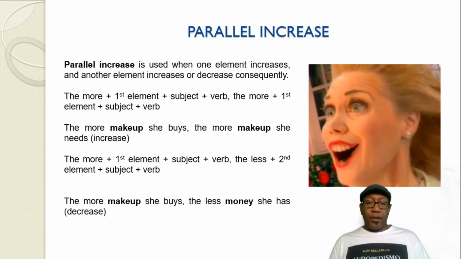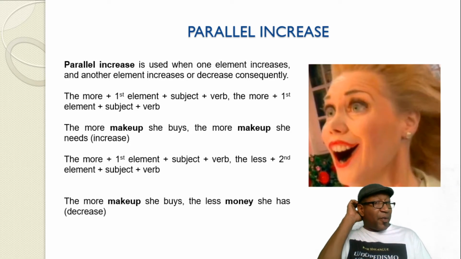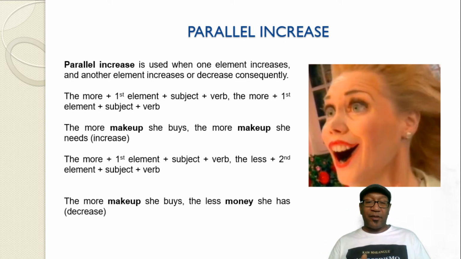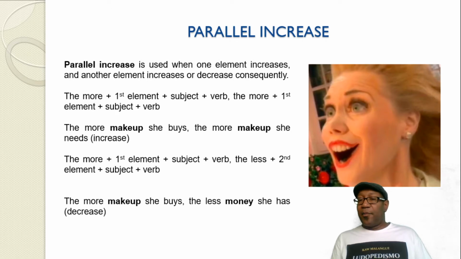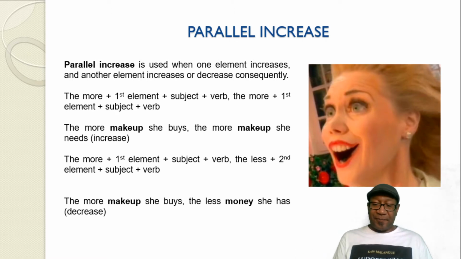So you see the structure here: the more plus the first element, subject, verb, the less plus the second element plus subject and verb. So: the more makeup she buys, the less money she has. So it's a parallel increase because when she buys the makeup, she gets poorer and poorer, right?